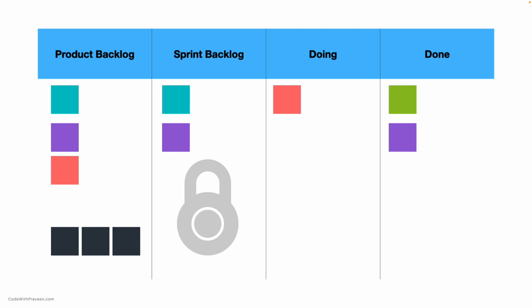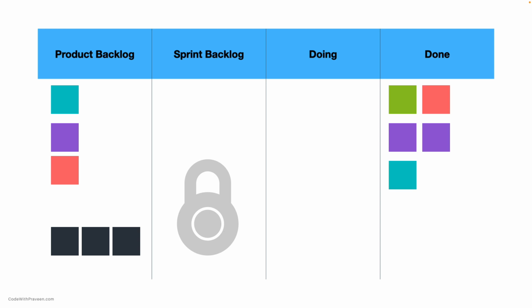If an item is marked as done, it means that that particular item has been completely implemented. Also, it is tested and checked into the source control system. By the end of the sprint, it is expected that all the items that have been selected for the sprint backlog have been moved to the done stage.